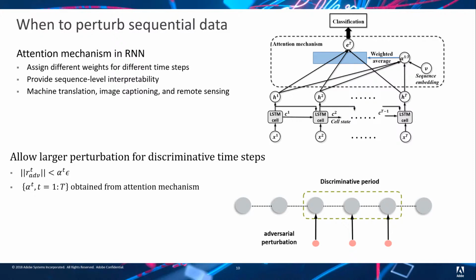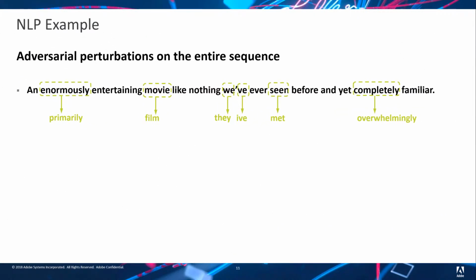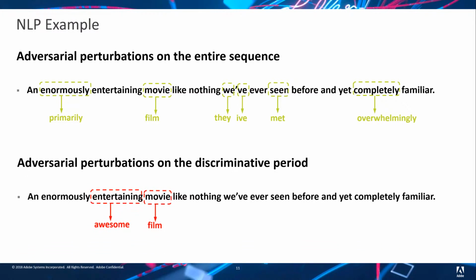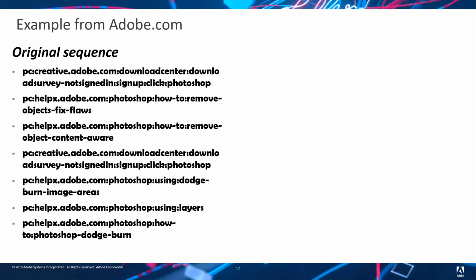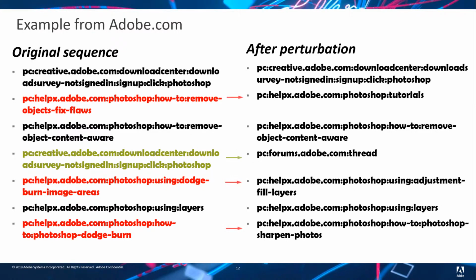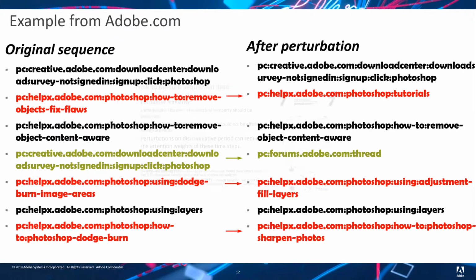Specifically, we will apply larger perturbations on those time steps that are more important. For example, here we show a short movie review for sentiment classification. And our method can clearly detect those words that can truly reflect the sentiment, and then replace them by some other similar words. And here's another example from Adobe.com, where our method can detect a series of tutorial web pages that finally lead to a purchase of Photoshop. And after perturbations, our method can replace these tutorial web pages by some other similar tutorial web pages.